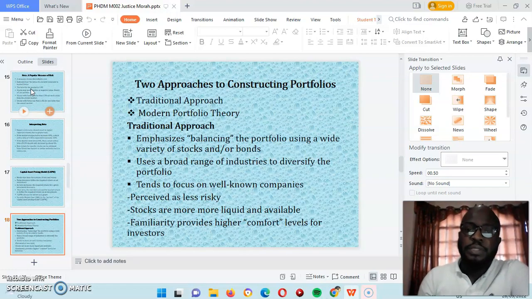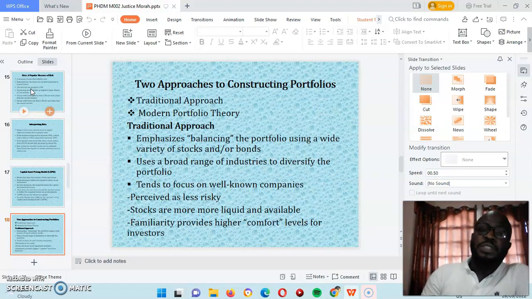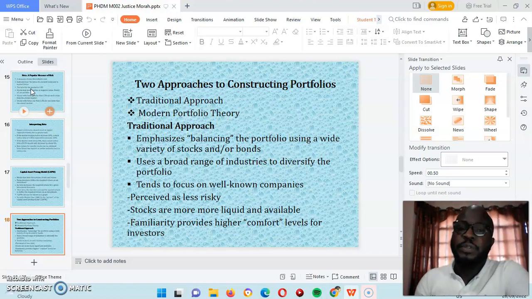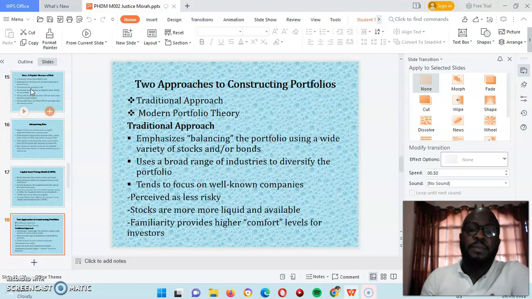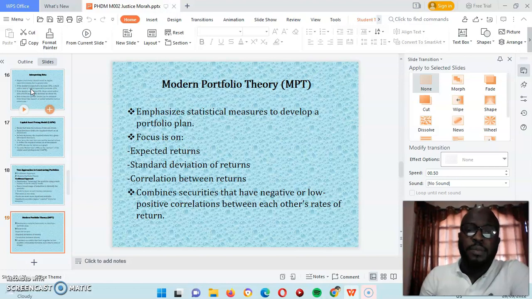We have two approaches to constructing a portfolio: the traditional approach and modern portfolio theory. The traditional approach emphasizes balancing the portfolio using a wide variety of stocks or bonds. It uses a broad range of industries to diversify the portfolio. It tends to focus on well-known companies perceived as less risky. Stocks are more liquid and available. Familiarity provides a higher comfort level for investors.